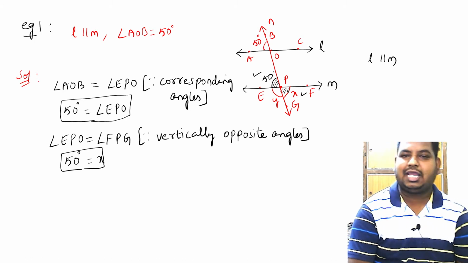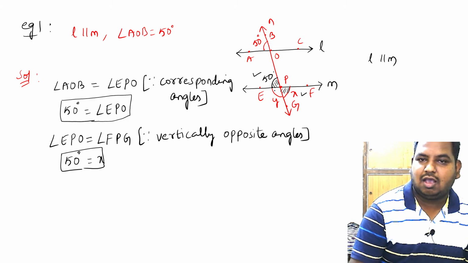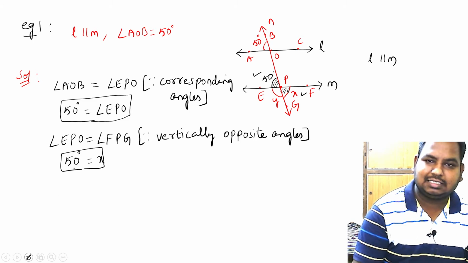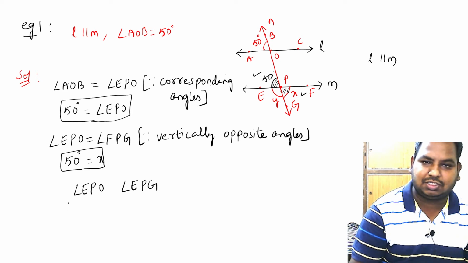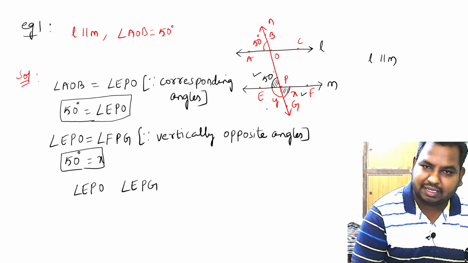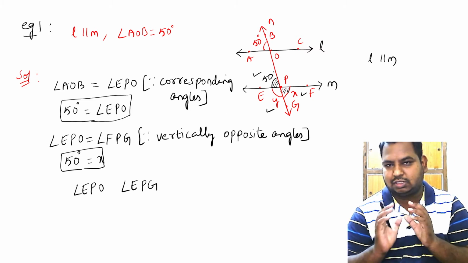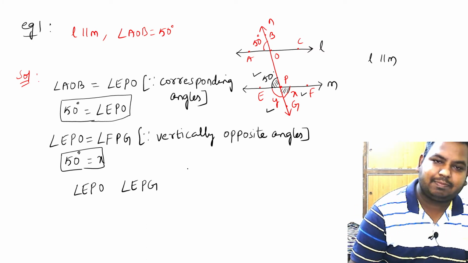Now, can I know what kind of angles are 50 degrees and Y? 50 degrees is nothing but angle EPO. So angle EPO and angle EPG. Sir, we are not able to locate EPG. So I would say 50 degrees and Y. What kind of angles are 50 degrees and Y? Both are adjacent angles and they are forming a straight line. So both the angles are linear pair angles.